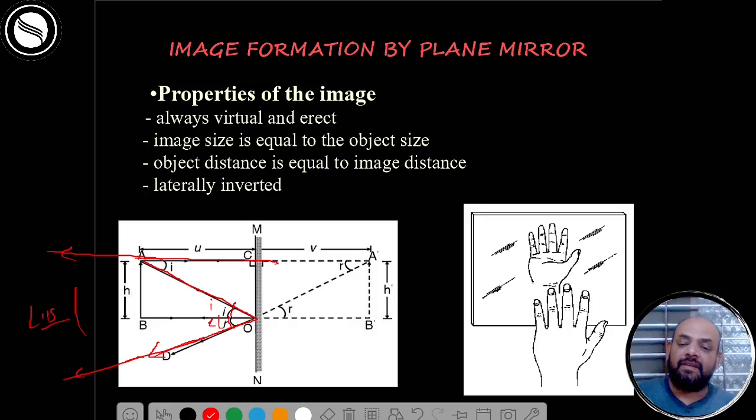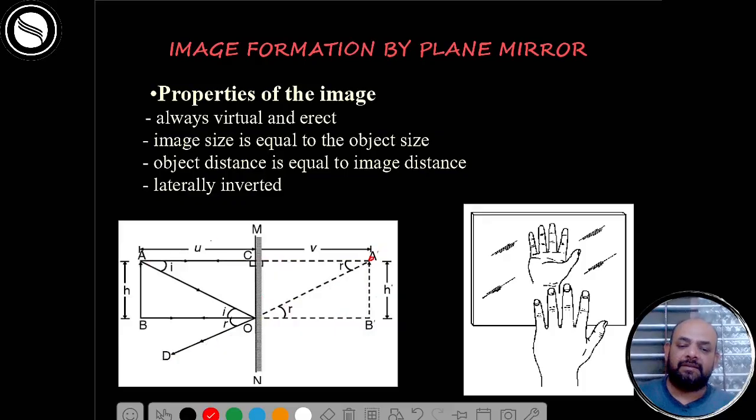So what we do, these two rays which are diverging, we'll assume that they are coming from somewhere back side. So here they will meet at point A. So here the image will form at point A, because these two are the reflected rays, and we have to extend them. So we will assume that this is coming from A. So now this is the intersecting point. So the image will form at this position. So like this we can get the image formed by the plane mirror.